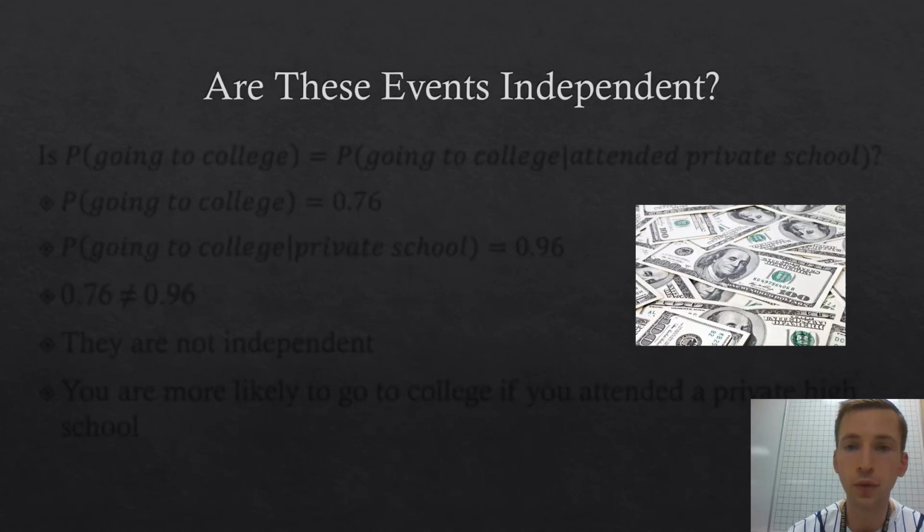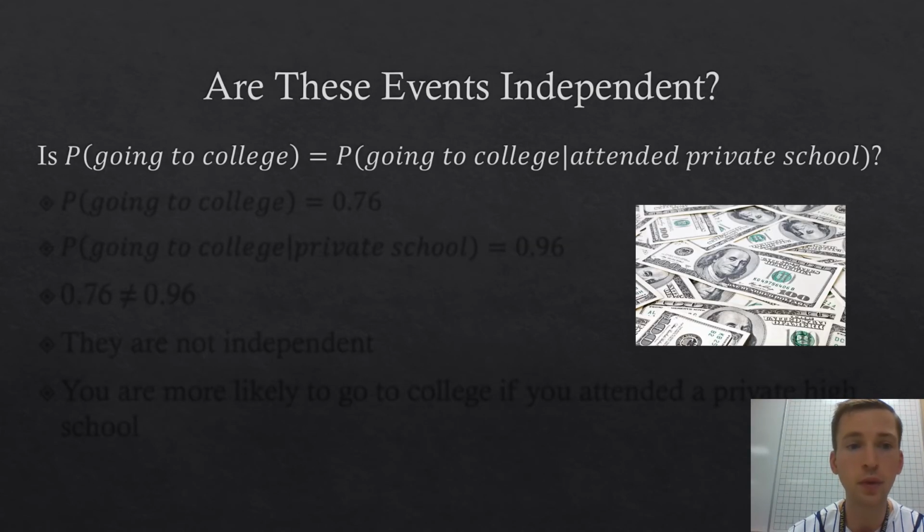So what we're looking for here essentially is we want to know, is the probability overall of going to college the exact same as the probability of going to college given that somebody went to a private school? And that is our definition of independence. If these two things are equal to each other, then they are independent. They have no influence on one another. But if they are not equal to each other, then we would say that they are not independent. In other words, they do influence each other.